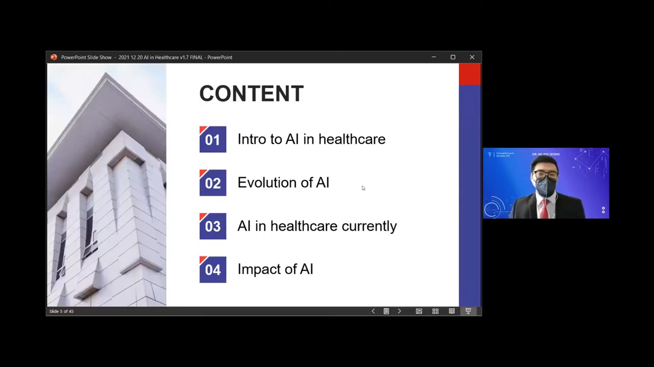So I will briefly run through AI in healthcare, because it's such a huge topic, I will never be able to cover every facet of it. What I thought I could do is give you a quick introduction, so at least you're aware of what's already available out there and how we are approaching AI currently, as well as how it has impacted how we look at healthcare in the first place.